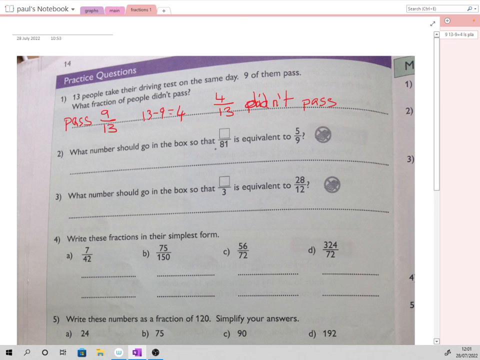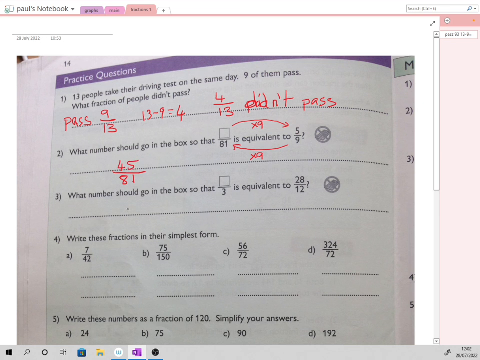Right, what number should go in the box so that something over 81 is equivalent to 5 over 9? So this is reverse. Now we're not allowed to use the calculator. The something over 81 is simplified to 5 over 9. So we need to go back the other way and find out what we need to do to multiply 9 to get 81. And you see it's times 9. So the 81 goes on the bottom, and in the box at the top, I also need to times that by 9. So 5 9s are 45.